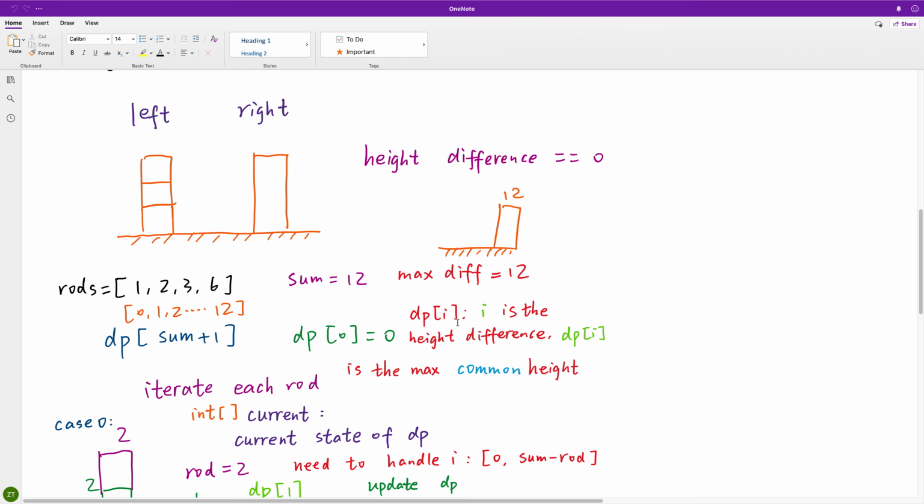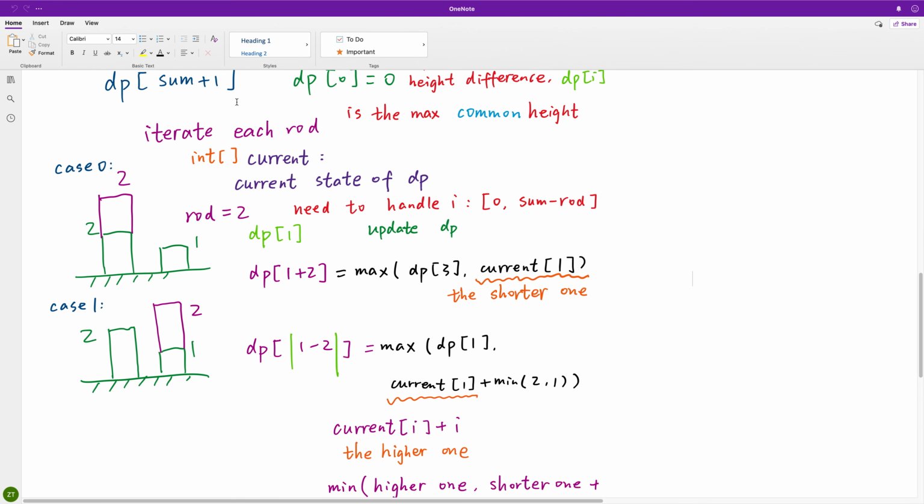So what does dp[i] mean? i is the height difference between these two sets. dp[i] is the maximum common height. What does that mean? Actually, when i equals 0, dp[i] will just equal the height of these two sets, but in other cases it is equal to the height of the shorter of these two sets. So it is just the maximum common height, which is the shorter height.